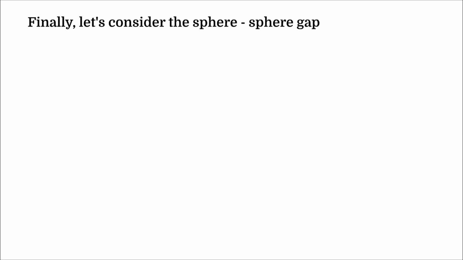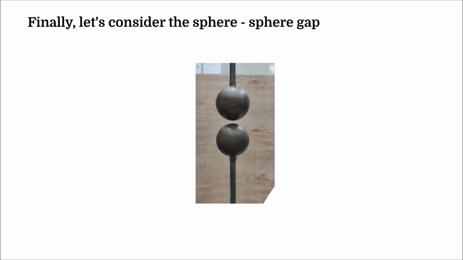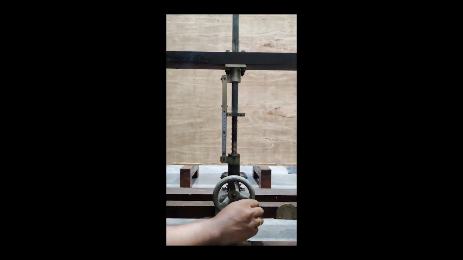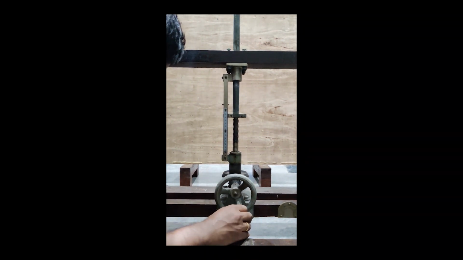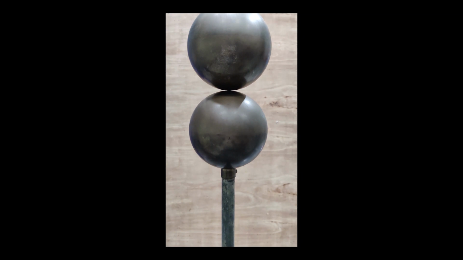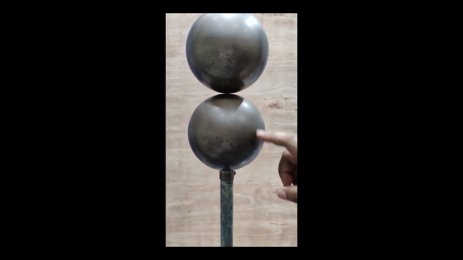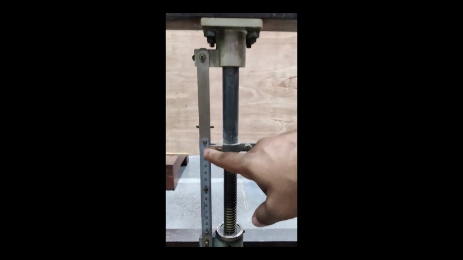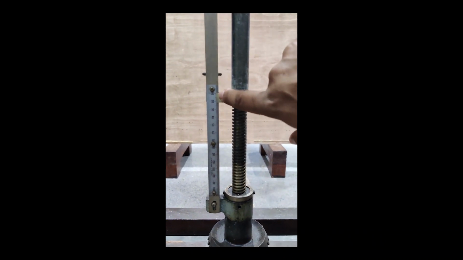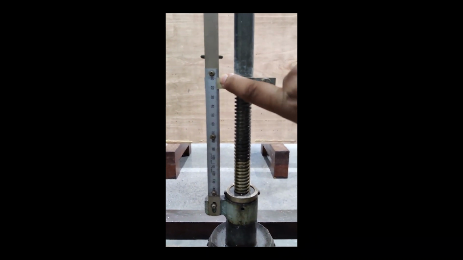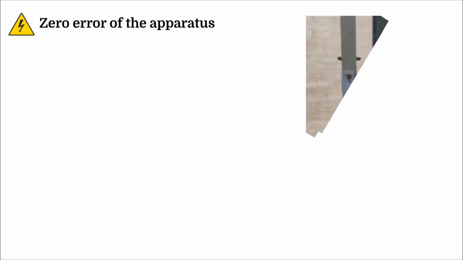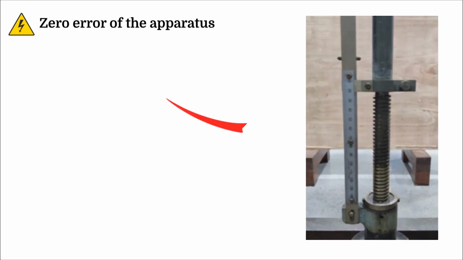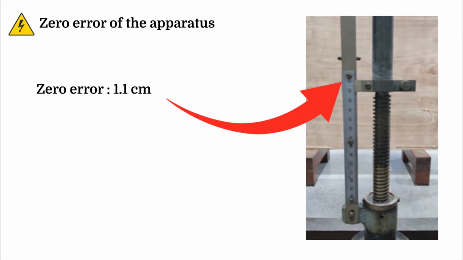Finally, we have to consider the sphere-to-sphere gap. In the sphere-to-sphere gap apparatus, the gap length can be measured by the apparatus itself. First, we make the spheres contact with each other and observe whether the reading is at 0. In this instance, you can see that the reading is at 1.1 centimeters. This is the zero error of the apparatus. This must be considered when we take the next measurements.